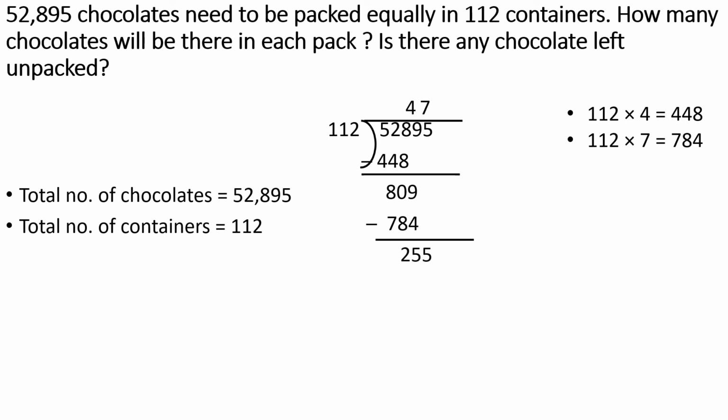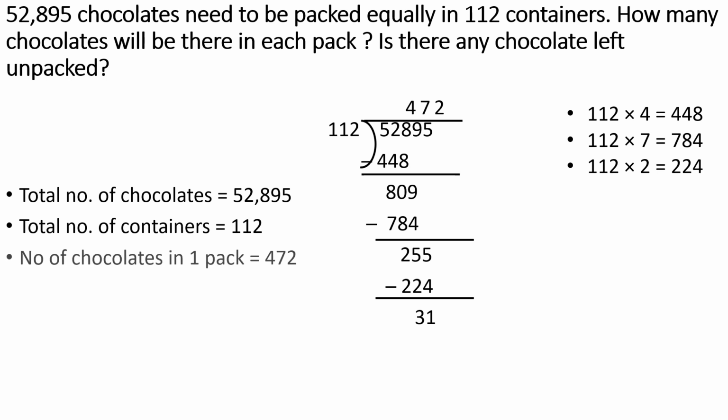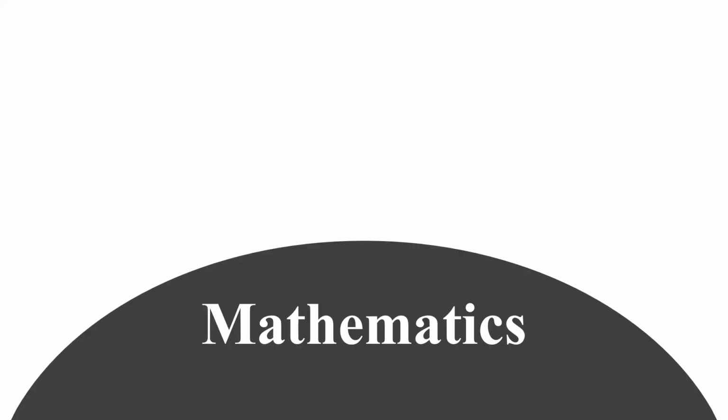So it is 255. Now how many 112s will be fit in 255? 112 twos are 224. So we will write down like this and it is 224. We will subtract it and we will get 31, that is the remainder. It means 472 is the quotient in this number and 31 is the remainder. So we can say that the number of chocolates in one pack is equal to 472 and the number of chocolates left unpacked is equal to 31.